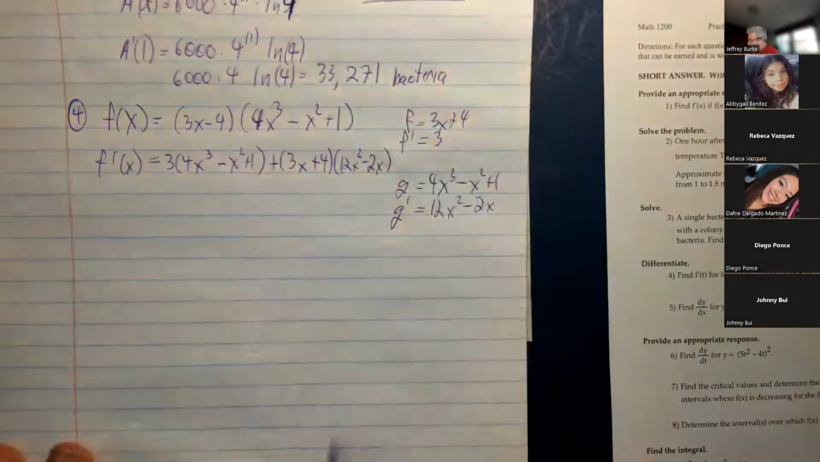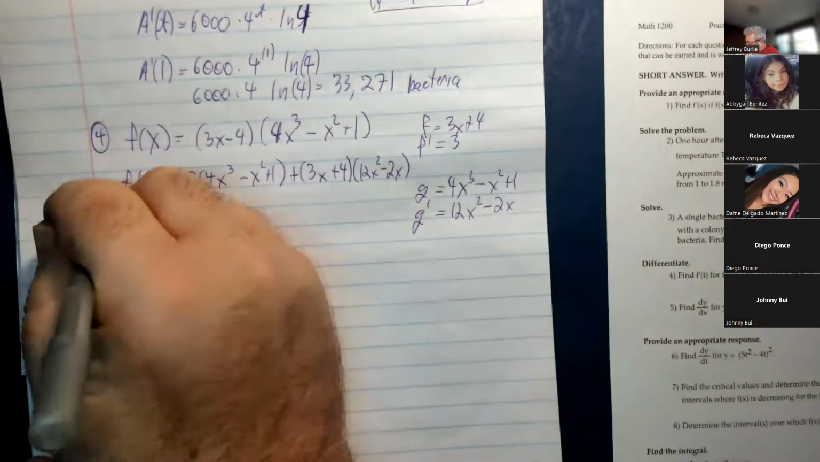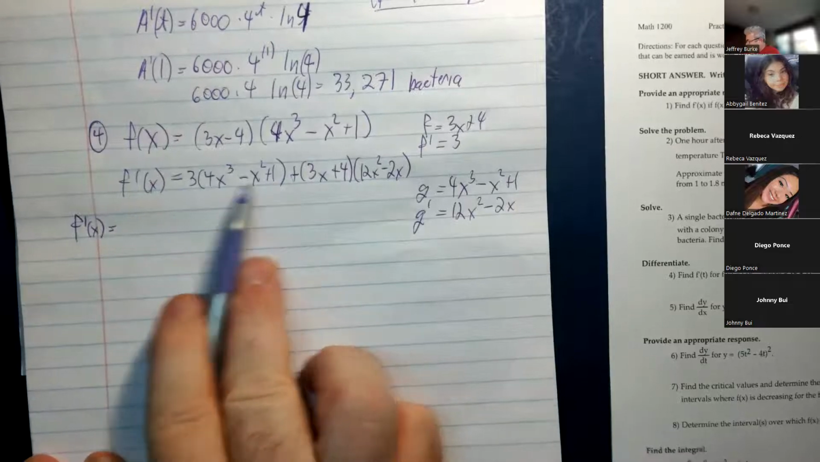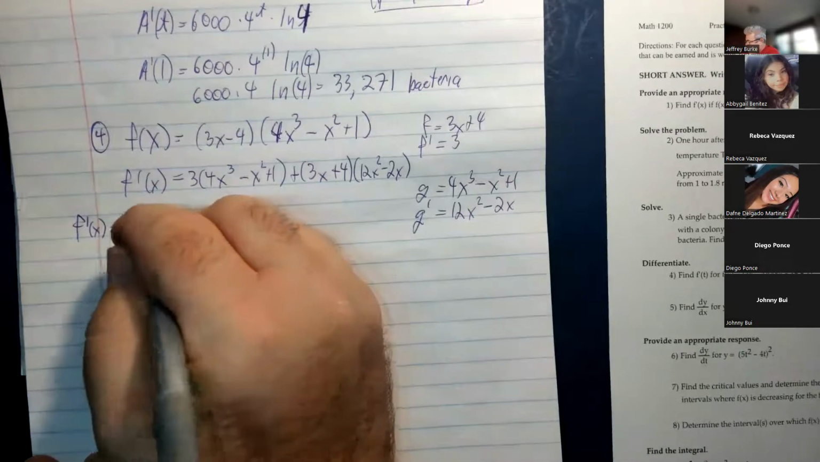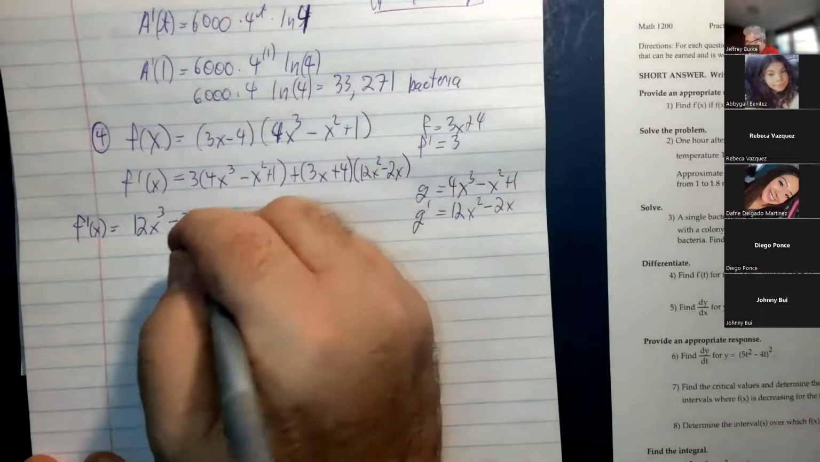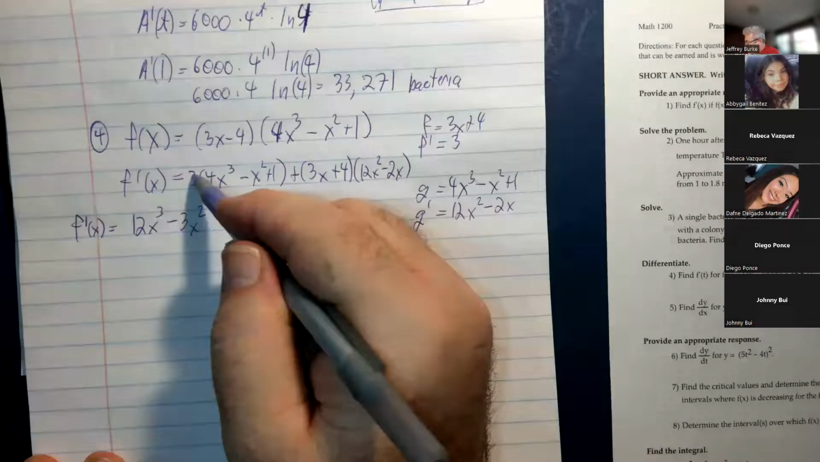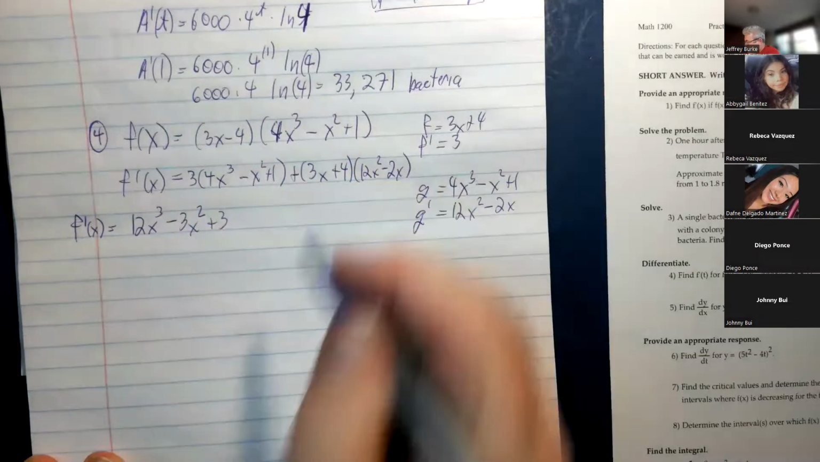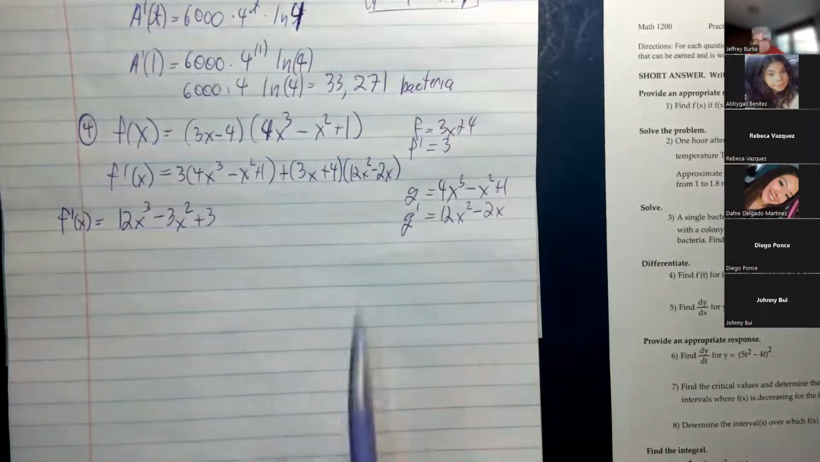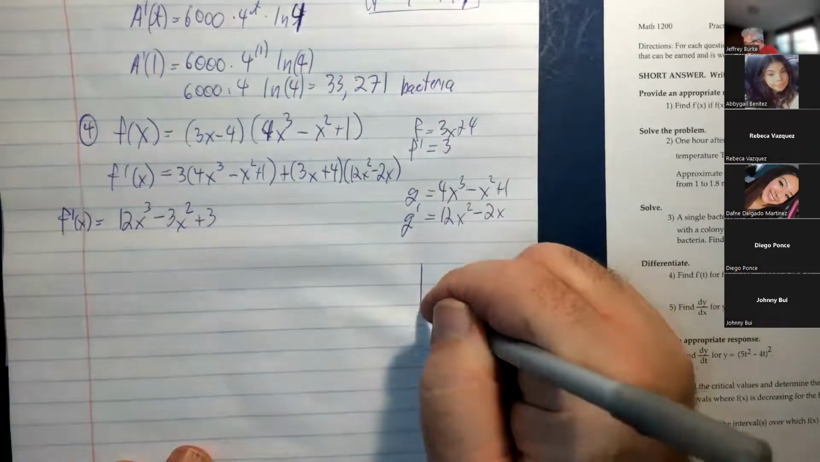So first off, I'm going to do this. Let me bring the f prime of x over here. I multiply 3 through this. That'll be 12x to the third minus 3x squared plus 3. Now we've got these two binomials that are going to multiply together. I'm going to do this work off to the side too.